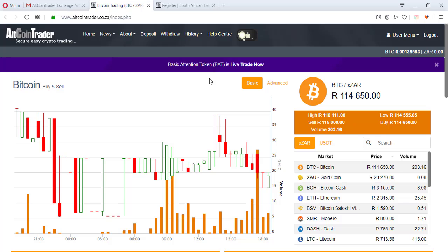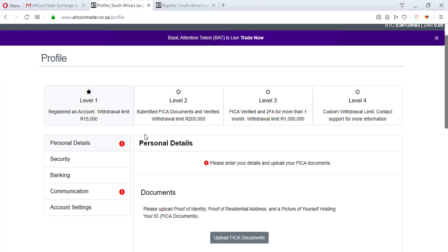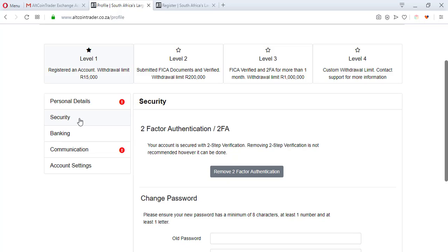And if you want to set your two-factor authentication, just like what I have done right there, go to your profile, right? And then you can go to security and you can set up your two-factor authentication. So for a video that is going to show you how to set up your two-factor authentication, I'm going to put a link, okay? So set up your two-factor authentication so that you get a level 3 verification, right?